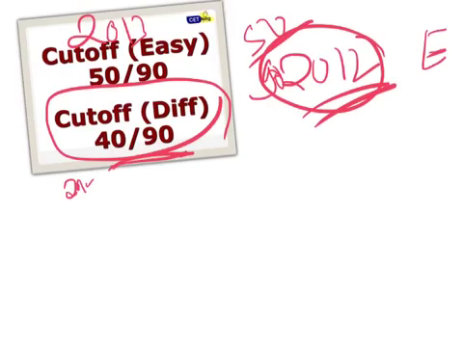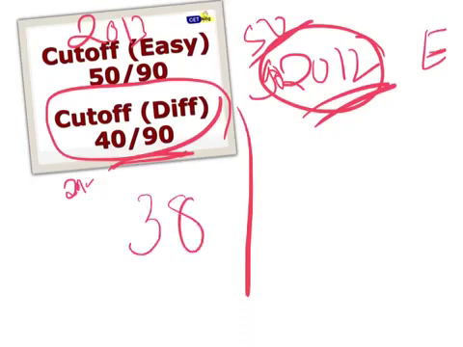Alright, so the cutoff will change every year according to the level of difficulty. So be prepared for any kind of question. But do remember, if the paper is tough, the cutoff will fall to 38. If the paper is easy, the cutoff will go up to 48. Fine. So don't worry about the level of difficulty.